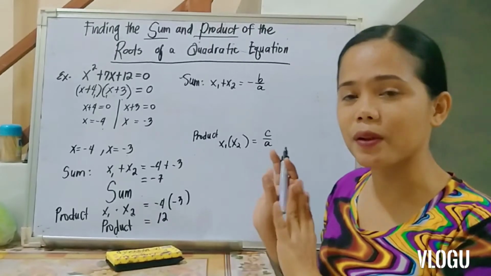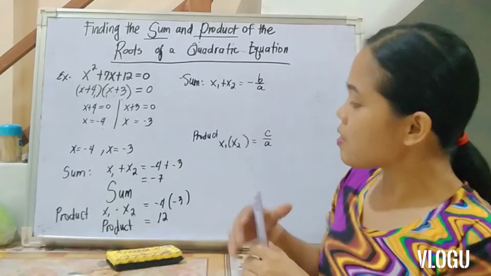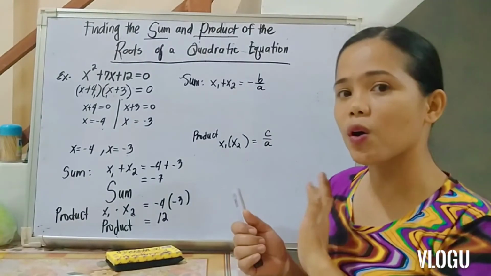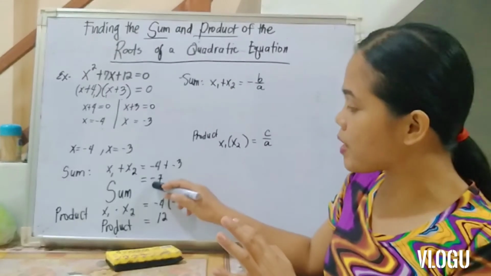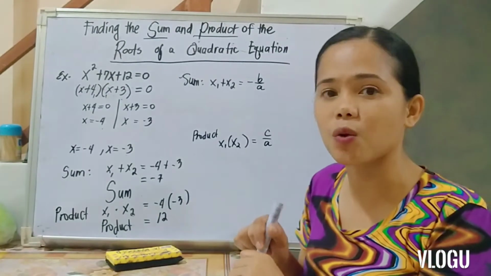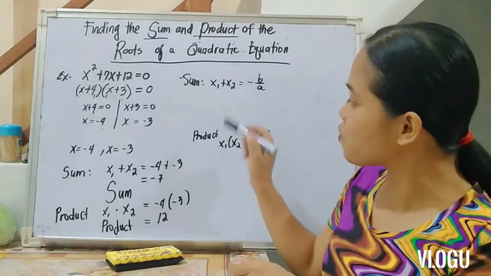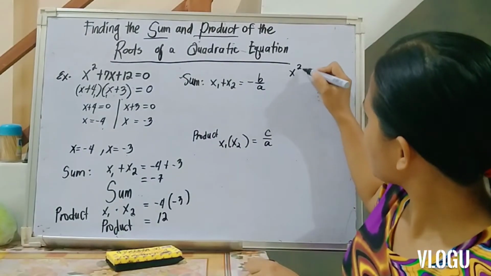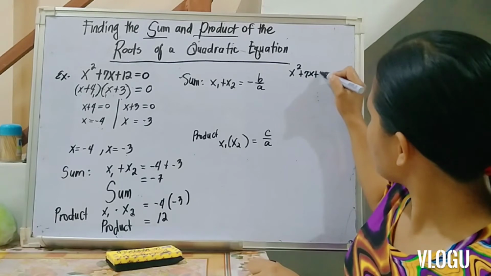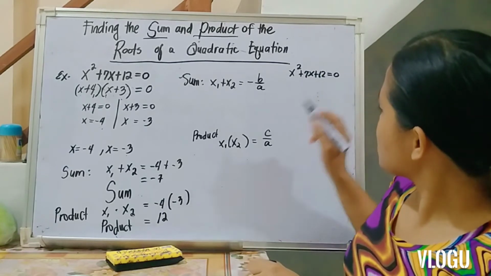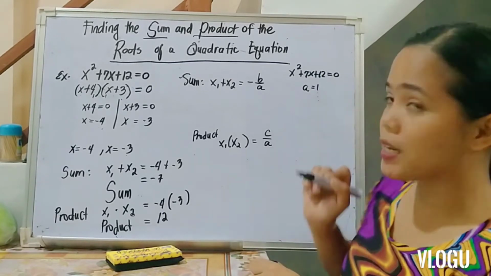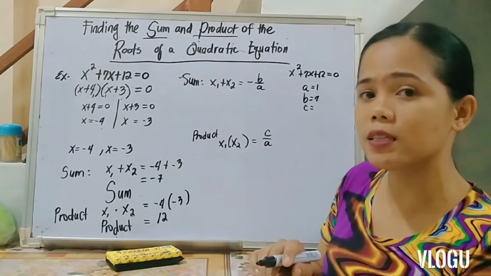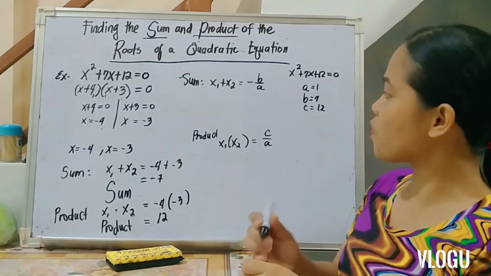Now let's try to apply these formulas with the equation x squared plus 7x plus 12 equals 0. We already know that the sum is equal to negative 7 and the product is equal to 12. Now let us see if these formulas work. So the value of our a is 1, the value of our b is 7, and the value of our c is 12. So let's use the formula.